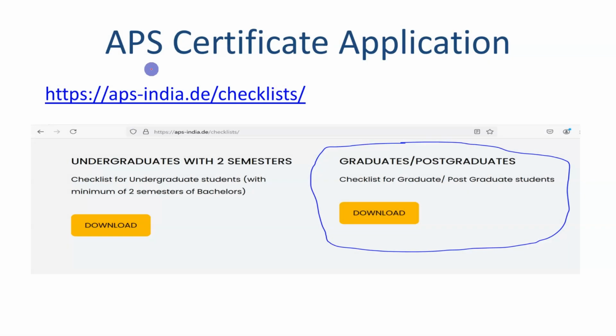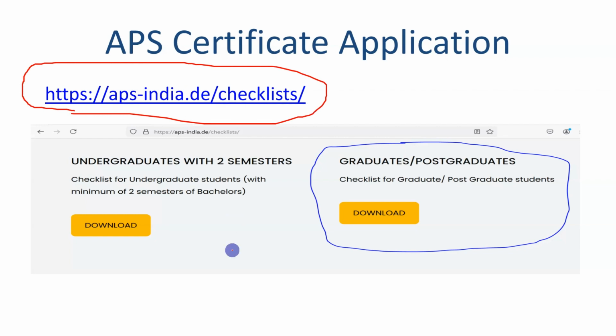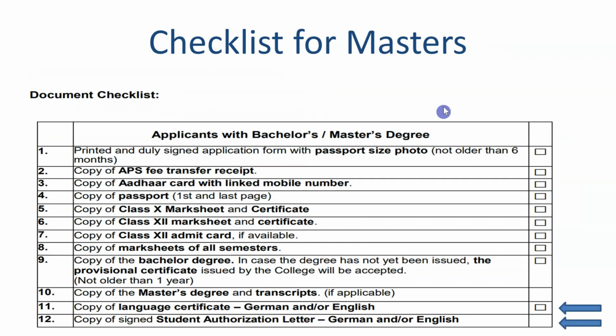There will be a checklist. It's the number which indicates list of all the documents that you have to send to German embassy to get your APS certificate. You can download the checklist in the URL here. I will provide this URL in the description. If you search this URL in this, click on this download button, and a PDF will be downloaded, which will have the list of documents. So for master students, this is the checklist.